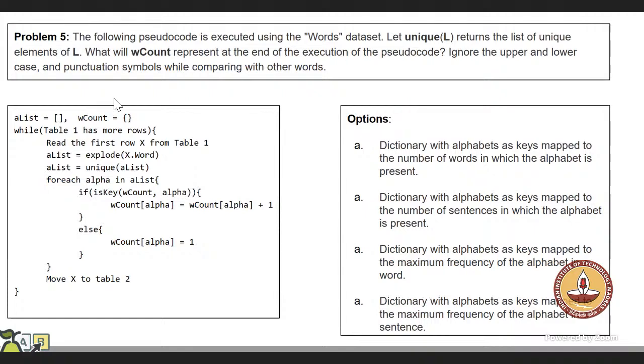Would anyone of you like to read the question? The following pseudocode is executed using the words dataset. Let unique(L) return the list of unique elements of L. What will W count represent at the end of the execution of the pseudocode? Ignore the upper and lower case and punctuation symbols while comparing with the other words.